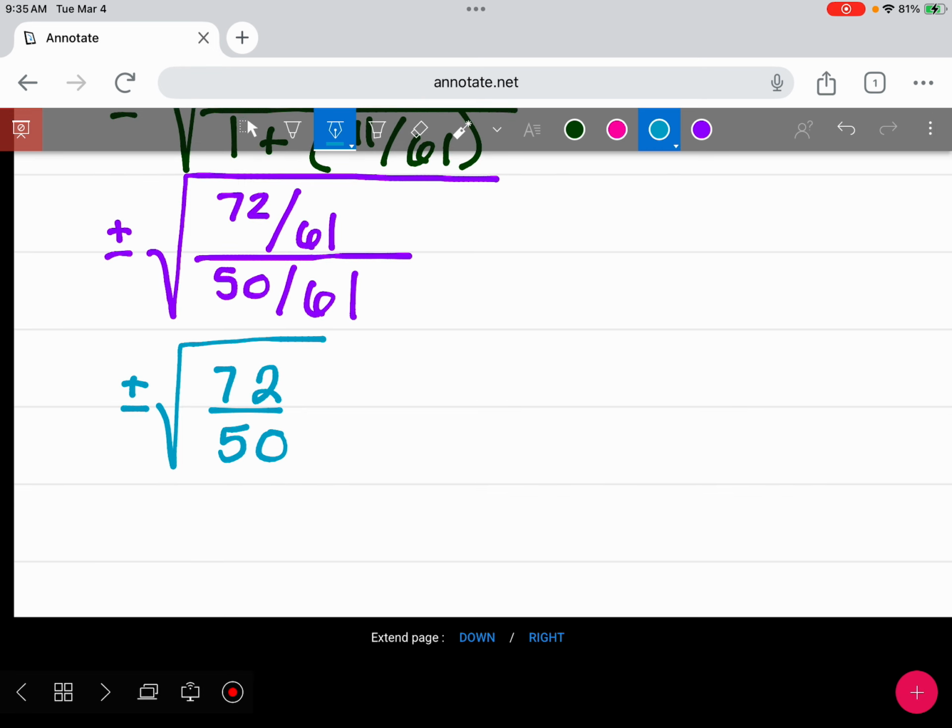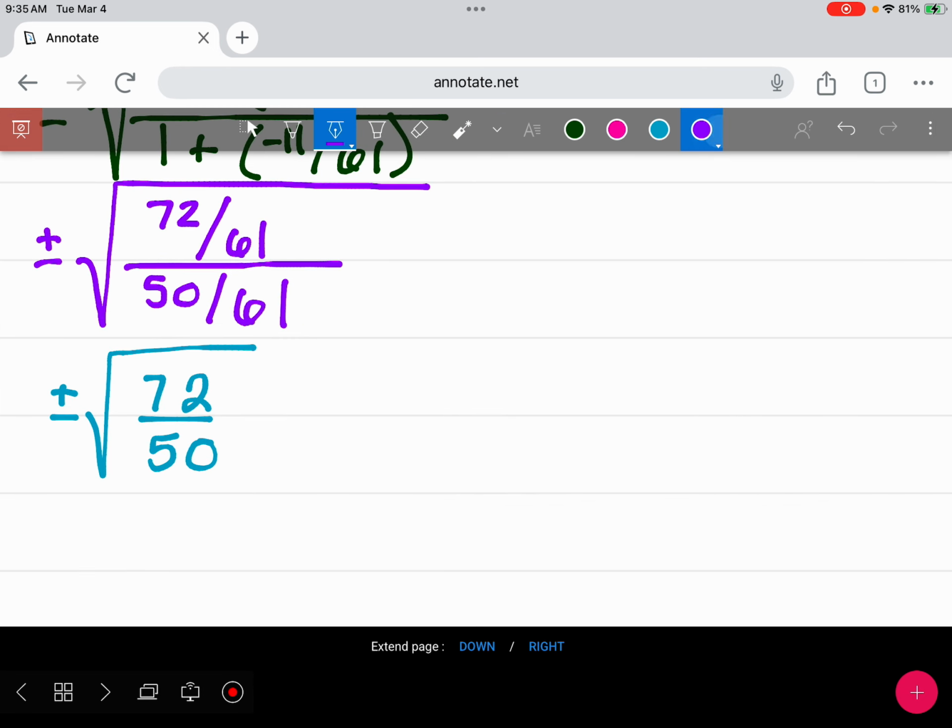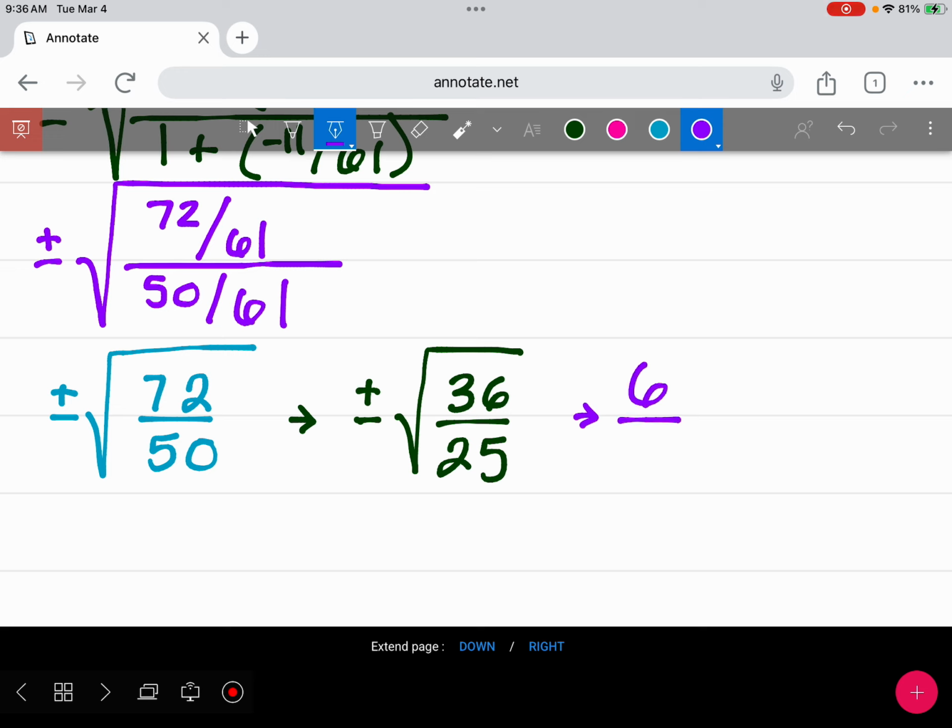Will that simplify at all? They're both divisible by 2. So we have plus or minus the square root of 36 over 25. Can we simplify this more? Yes, it's just 6 over 5. The square root of 36 is 6, and the square root of 25 is 5. All we have left to do is to figure out our sign.